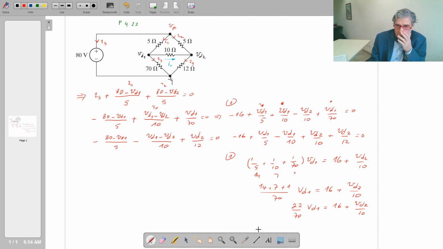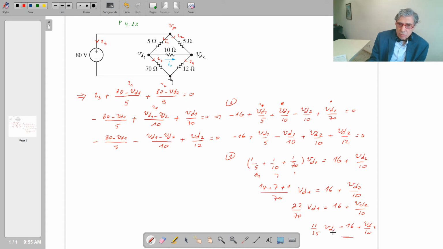So if you multiply this, 22 going to 22, 70. So you might consider it, let me make it correct. So 11 over half of 35 VD1 is equal to 16 VD2 over 10. So we wrote VD1 in terms of VD2, isn't it, here?